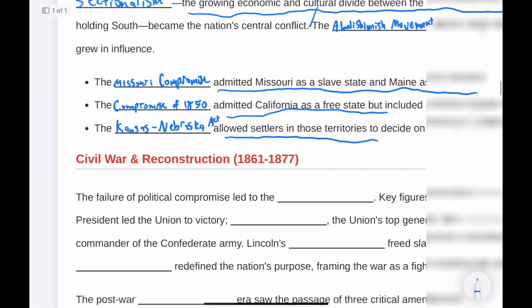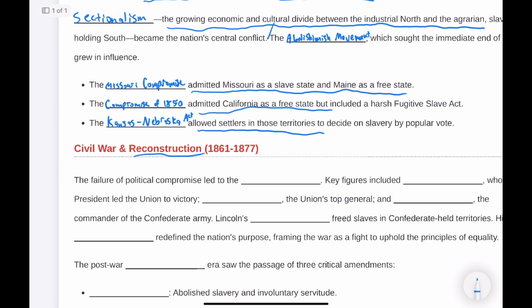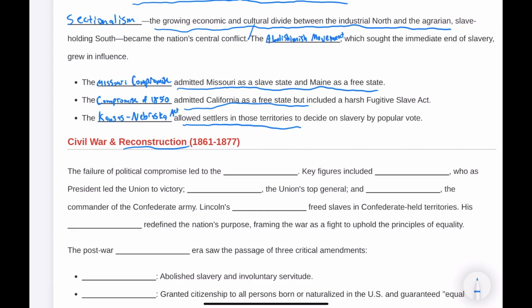All right. Now, moving on to the Reconstruction period of our history. The failure of political compromise led to the Civil War. Key figures included Abraham Lincoln, who, as president, led the Union to victory. We also had Ulysses S. Grant, who was the Union's top general, and then the commander of the Confederate Army, who would be Robert E. Lee.